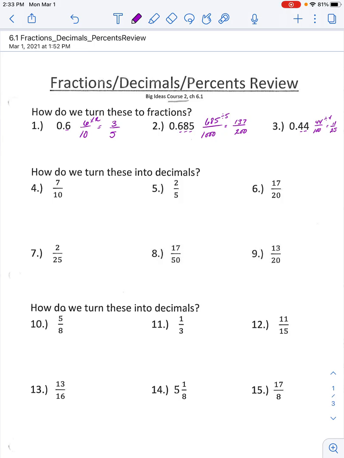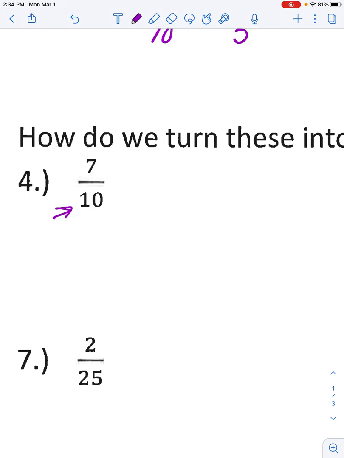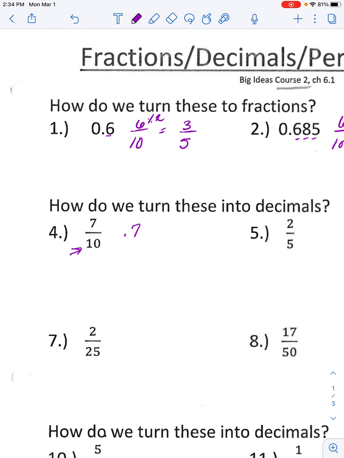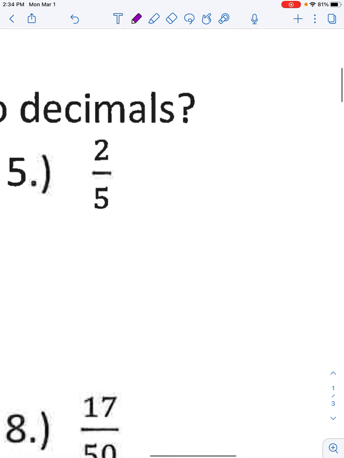Now we're going to go the other way. We have fractions and we want to write them as decimals. If the denominator is tenths, hundredths, thousandths, just say it, write it as you would. 7/10 would be 0.7. Next, 2/5. We want this one as a decimal.